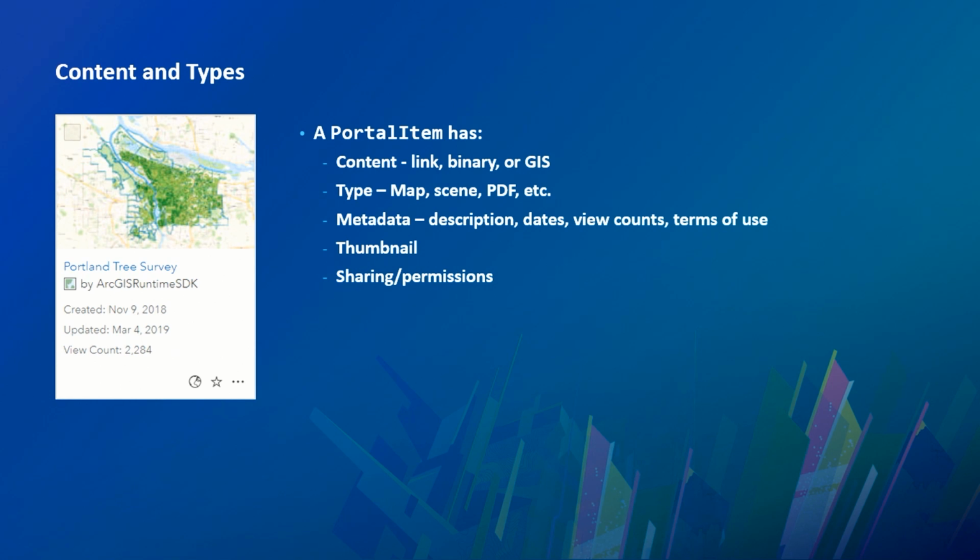because they can query by type. And then there's other metadata, things like description, when it was created, when it was updated, how many times it's been viewed or downloaded, terms of use, as well as a thumbnail that you can give your users to make it really easy to identify the content they're looking for.